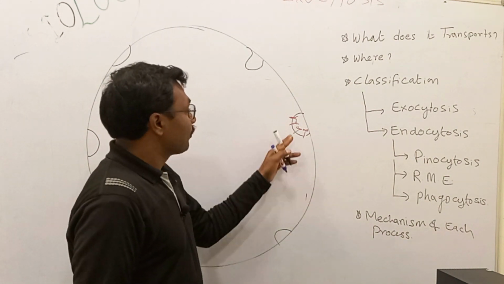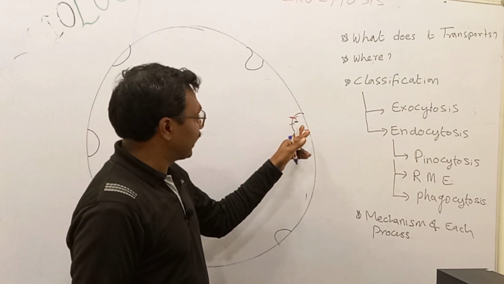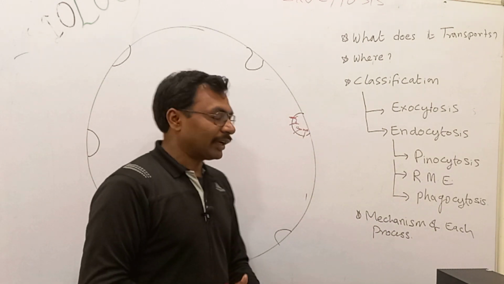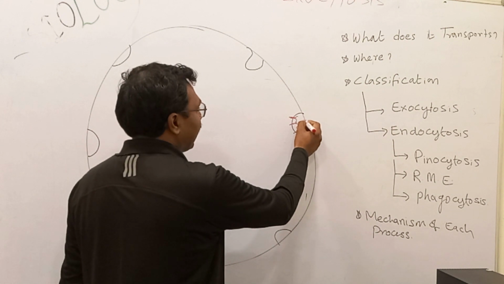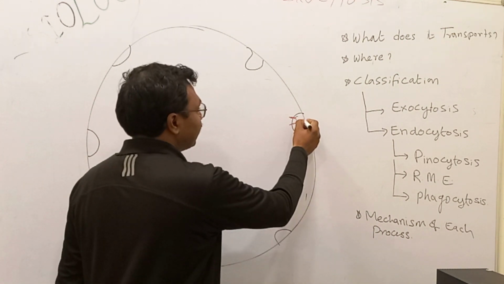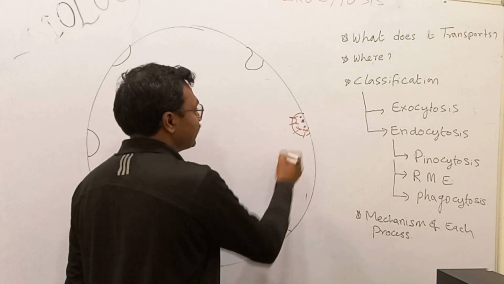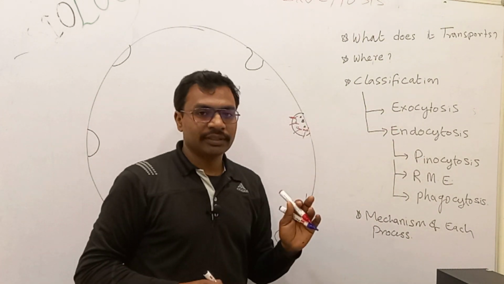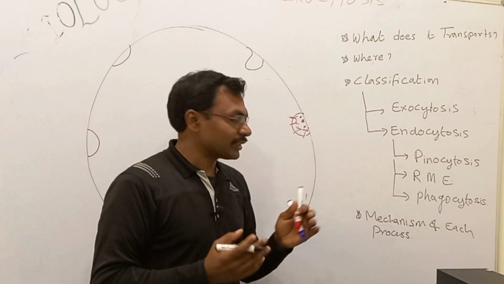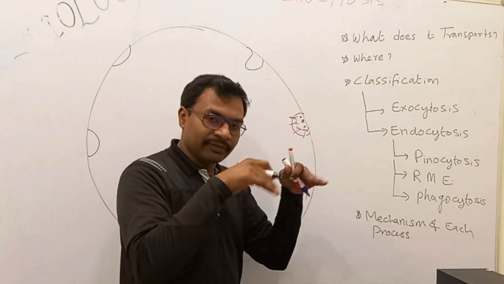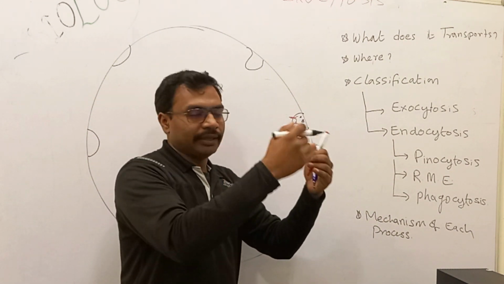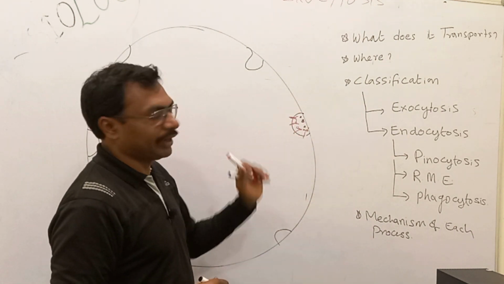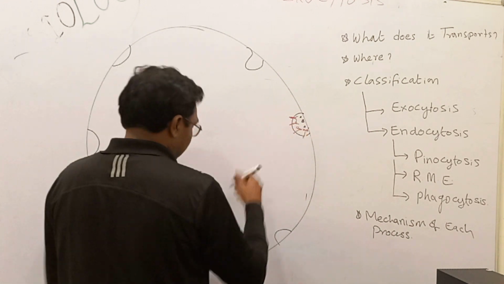Why? Because receptor mediated endocytosis is specifically designed for one specific ligand. For example, it may be designed for the iron molecule because it may be a transferrin receptor. Only iron can bind here and only iron can go inside, unlike pinocytosis. This is the difference. In pinocytosis, anything in the vicinity is just trapped by the cell membrane.